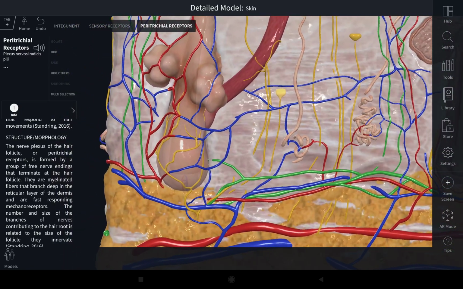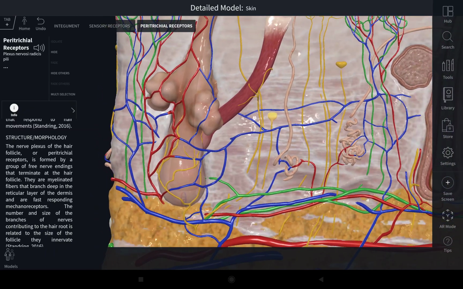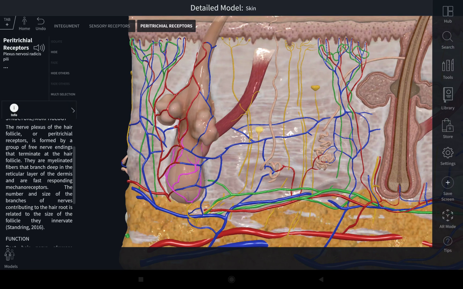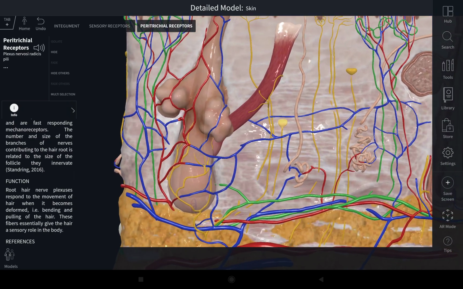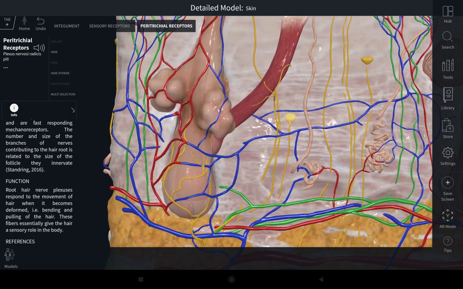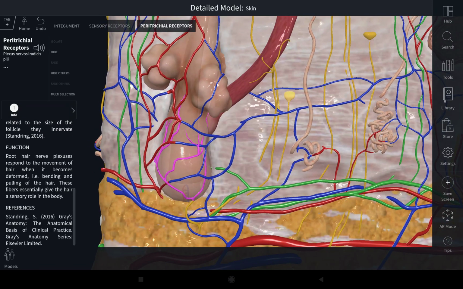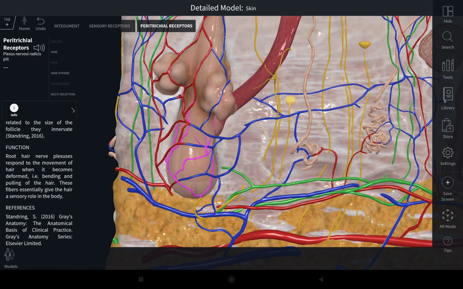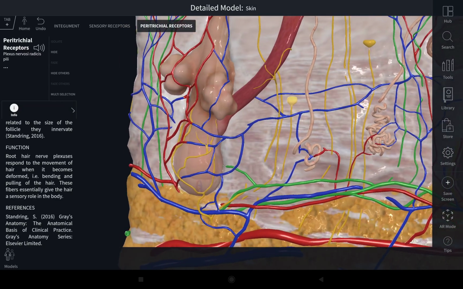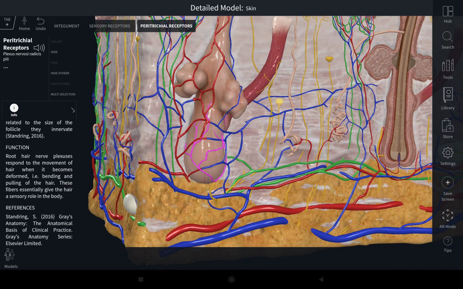They are myelinated fibers and branch deep in the reticular layer of the dermis and are fast responding mechanoreceptors. The number and size of the branches of the nerves contributing to their hair root is related to the size of the follicle they innervate. Function: root hair nerve plexuses respond to the movement of hair when it becomes deformed, that is, bending and pulling of the hair. These fibers essentially give the hair a sensory role in the body.